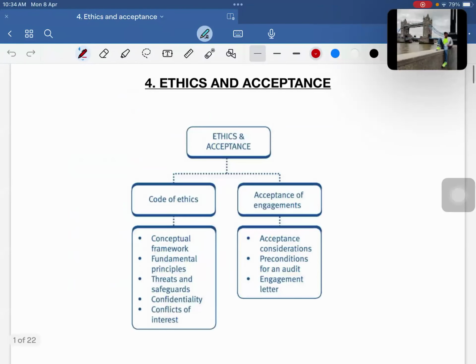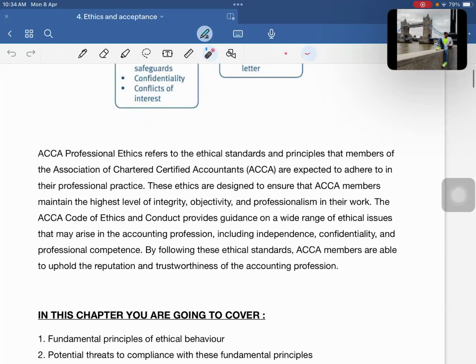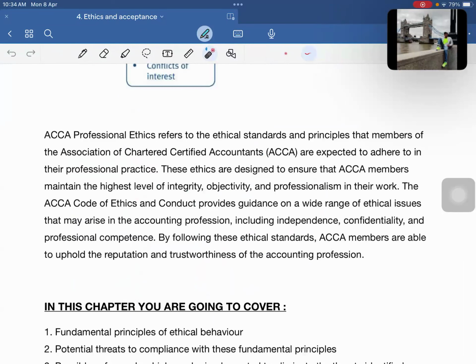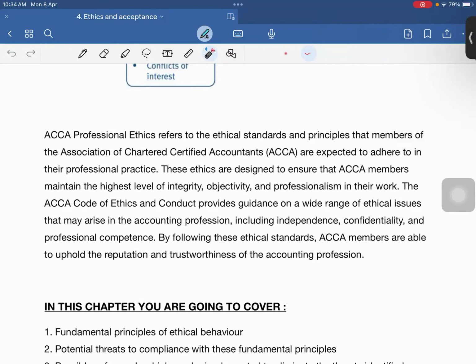Okay. So our fourth chapter is ethics and acceptance. Now, we are linked to a professional organization, right? That is ACCA, the Association of Certified Chartered Accountants, or Chartered Certified Accountants. When we adhere to an organization as such, or anywhere around the world, if people are linked to professional associations, they are required to follow whatever rules and regulations, whatever code of conduct, and whatever ethics they have laid out for them. Clear?